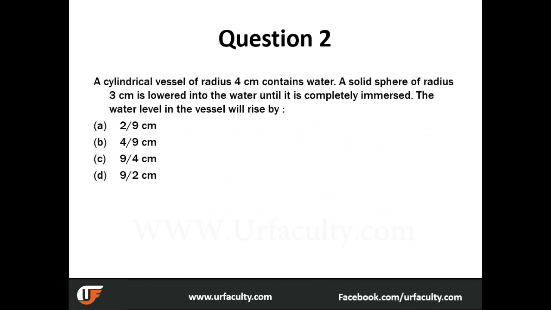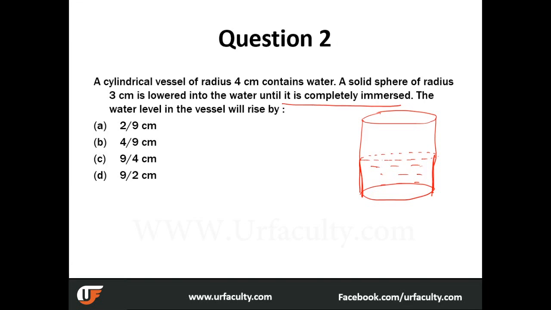A cylindrical vessel of radius 4 centimeter contains water. So, there is a cylindrical vessel and it contains water. So, you can assume that the water along with the container also forms a cylinder. Okay, so this also looks like a cylinder only. This is the level of water. Fair enough. And a solid sphere of radius 3 centimeters is lowered into the water until it is completely immersed. So I am putting a solid sphere into it of radius 3.